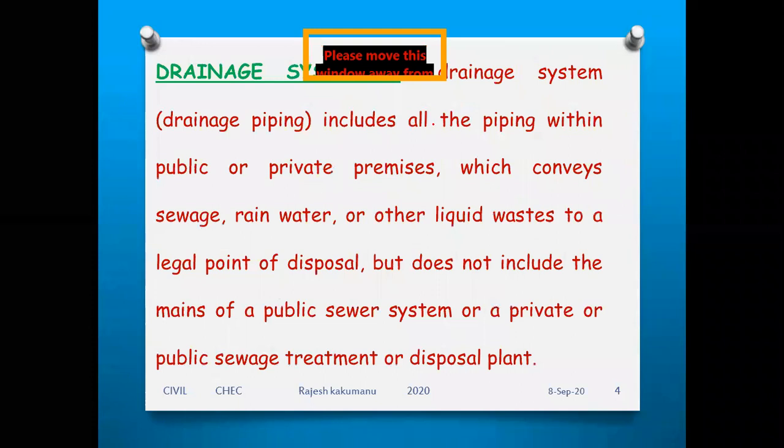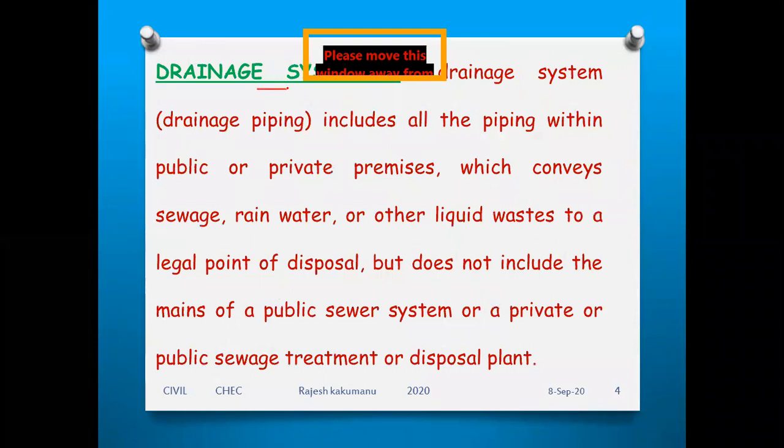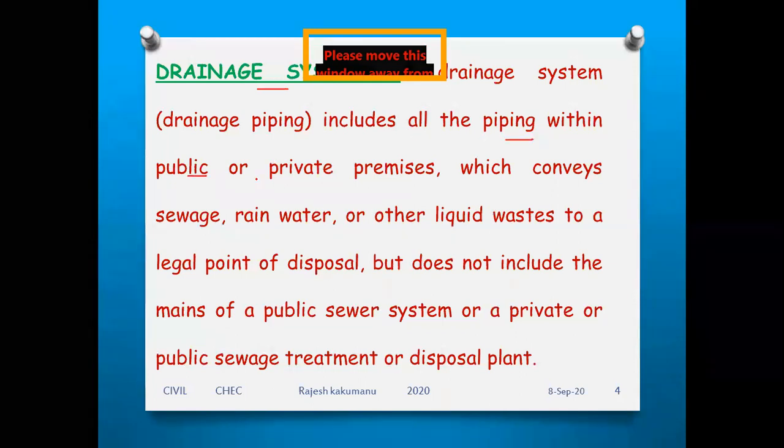Now, what is the definition of drainage system? A drainage system includes all the piping within public or private premises. Public places lo gaani, private premises lo gaani, whatever the piping you are having, which conveys the sewage, which conveys the rainwater, which conveys other liquid waste to the legal point of disposal, but does not include the mains of the public sewer system or a private public sewer treatment or disposal plant.